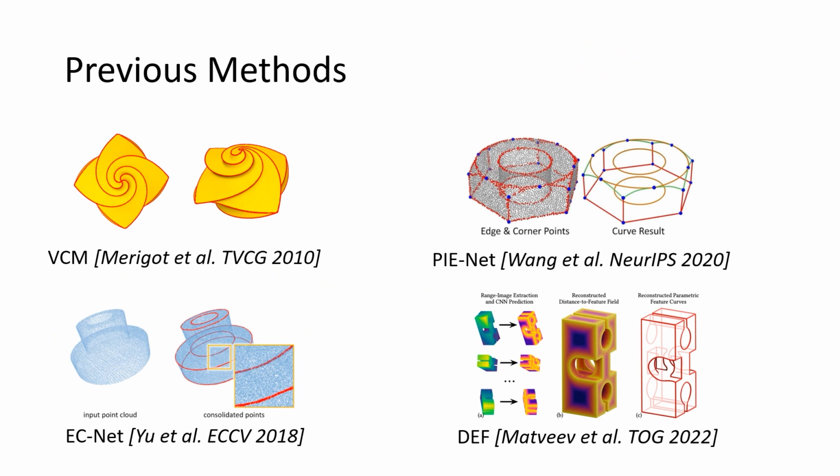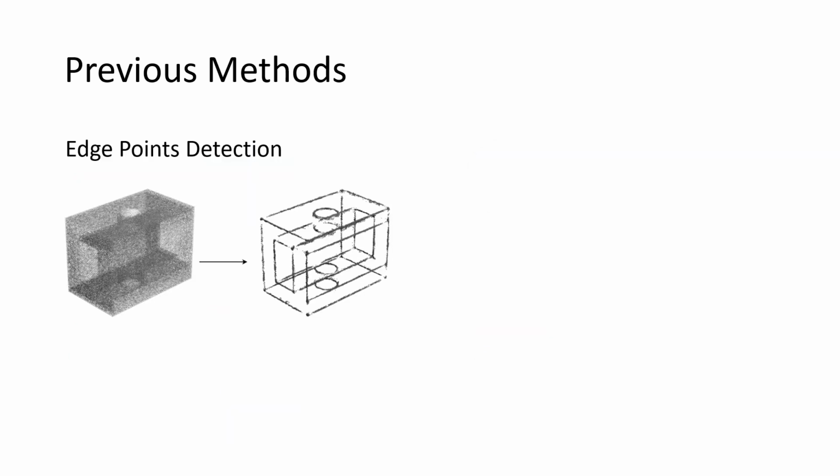Previous methods commonly detect edge points as the first step by using different designs of pointwise features. Specifically, the traditional method VCM computes feature boundary by measuring Voronoi covariance. PIENet views edge detection as a pointwise classification. ECNet and DEF regress a point-to-edge distance field and discover edge points with small field values. However, the detected edge points can still be noisy and incomplete in some cases, which requires extra effort for post-processing and may result in failed reconstruction.